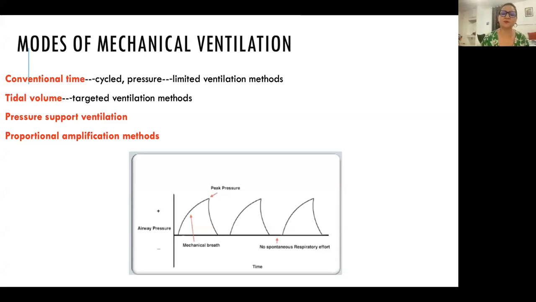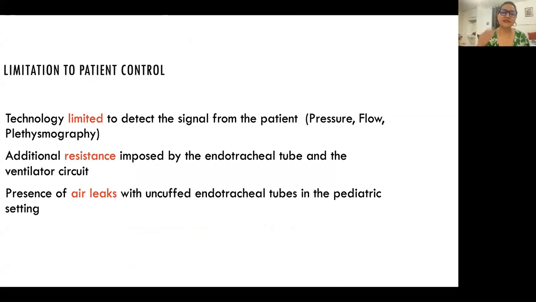And as I said, proportional amplification methods were included to amplify the pressures depending on the requirement of the baby. Having said that, even when we did our maximum to have smooth synchronization and volume taken care of, the technology was still limited in detecting the signal from the patient, because we are taking a trigger or signal from the patient, which different ventilator modes take from the pressure or flow and plethysmography. There may be a limitation to detect these signals. Also, we are putting in an endotracheal tube, which additionally gives a resistance to these flows. And also the ventilator circuit itself has a resistance.